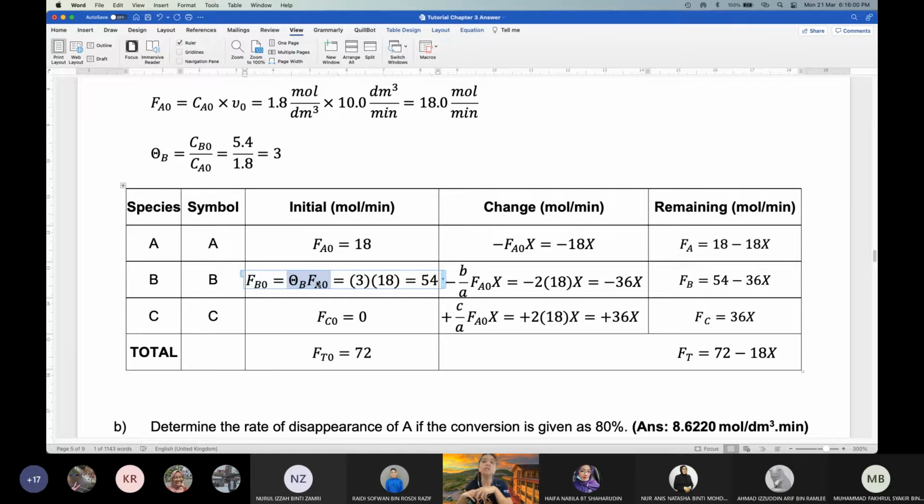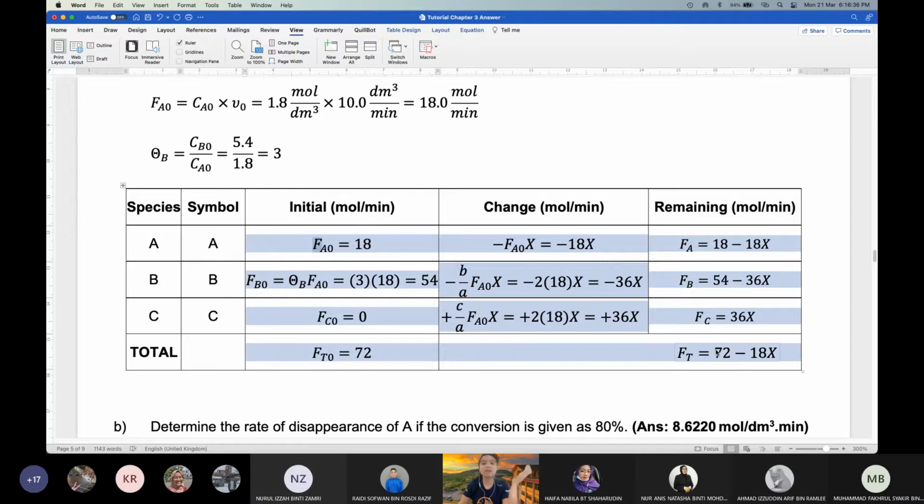So the initial concentration can also be used to calculate theta B. So it becomes CB0 per CA0. Earlier, for the second and third questions, we used YB0 per YA0, mole fraction. In this question, we use concentration instead because it gives us the information in the form of concentration. So CB0 divided by CA0, you get 5.4 divided by 1.8, you get 3. So your theta B is 3. The rest is the same concept because in this case B is also a reactant. So the same concept, you calculate.